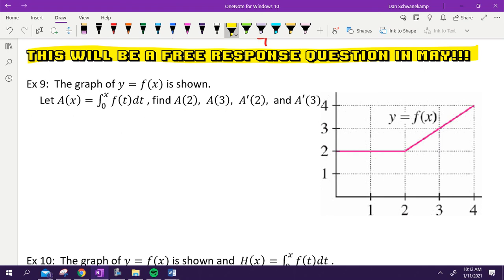The graph of f of x is shown. So this is a graph of f of x. Just like always, when I see that, I'm going to highlight it, underline it, circle it, whatever you need. The problem is it is a graph of f of x, but what are they asking questions about? A. They're giving us f, but they're not asking anything about f. They're asking about A. So our job is to say, this is a graph of f, but that doesn't help me. I want to know what these graphs are in terms of A.